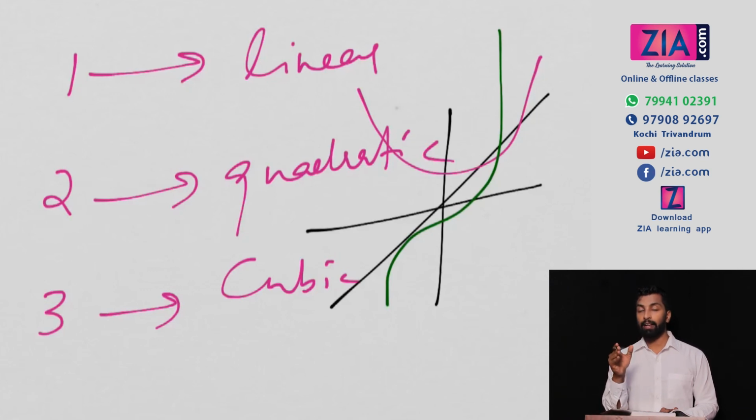So linear, quadratic, cubic etc. we name based on the degree. Now based on the number of terms also we name them: monomial, binomial, trinomial, polynomial etc. I hope you understood the degree of polynomial completely.